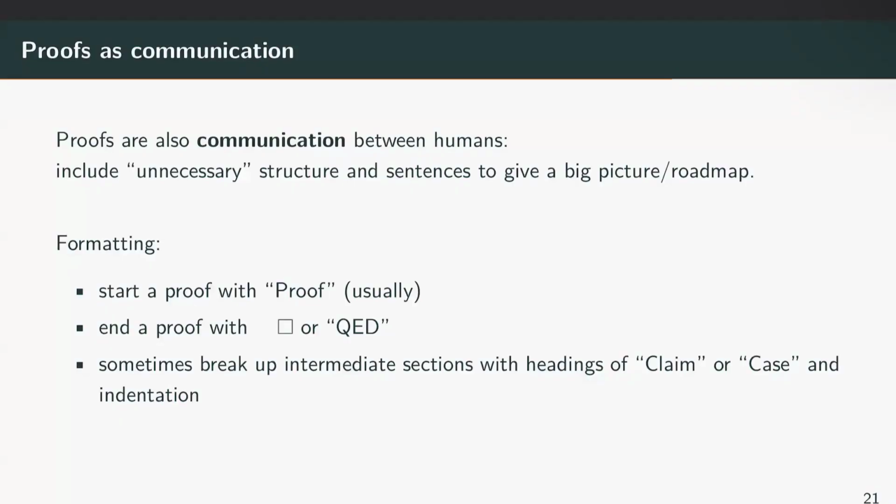Right, so as I said before, a proof is an act of communication between humans. So we often include some logically unnecessary structural statements and sentences along the way to help give the reader an idea of where we're going or why we're doing what we're doing.